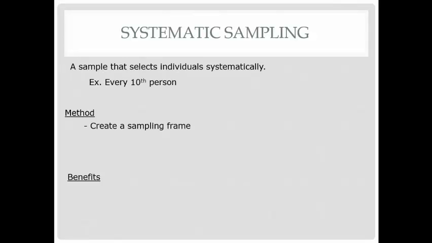Next is systematic, where we select people systematically. So for example, you pick every 10th person. So you have your sampling frame, maybe your roster of all students. Randomly pick your starting point. So there's the randomness here. Notice random keeps popping up. And again, how do we do things randomly?